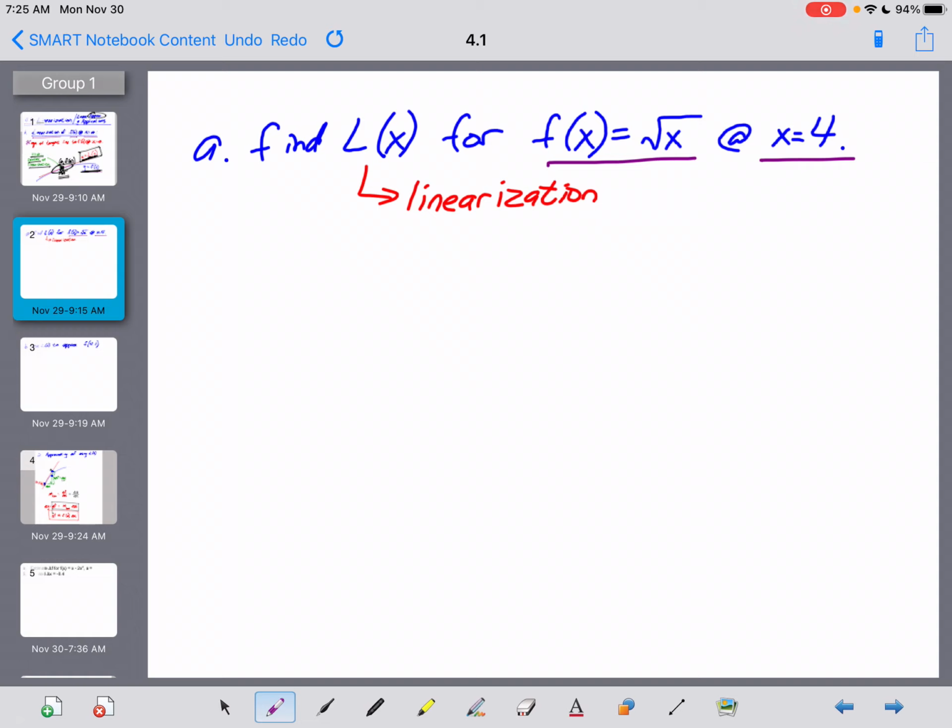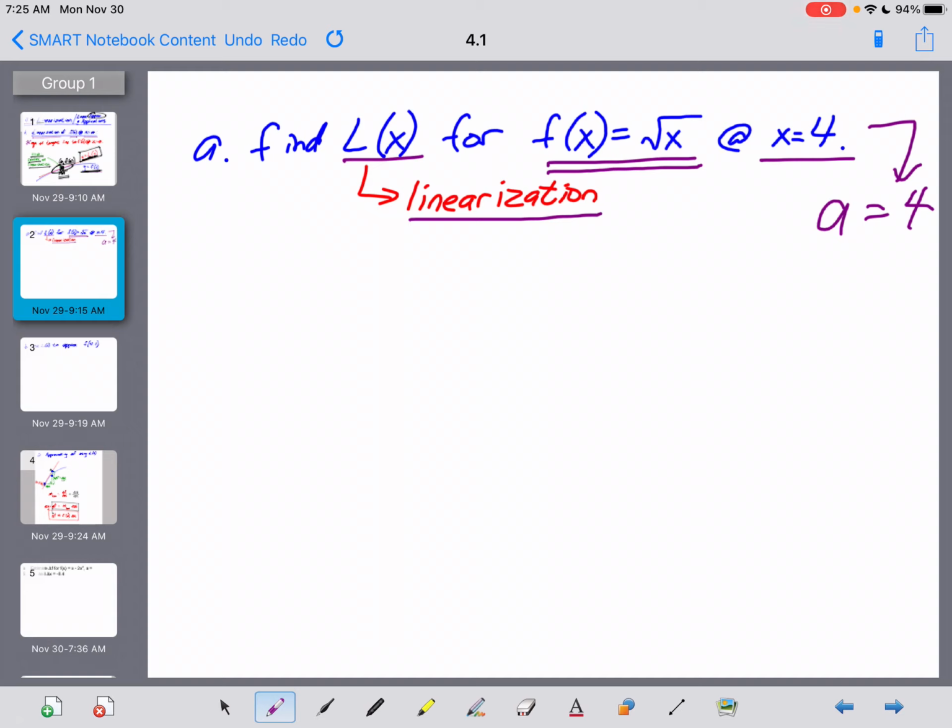Now, a couple things to note here. First of all, anytime they ask you to find L of x, that means we're doing a linearization. So L of x doesn't just mean a function, it means a linear function, and specifically, it's the tangent line equation that we're looking for. Second of all, they gave you the function with an explicit definition right here, f of x is equal to the square root of x. And lastly, they told you where to center that linearization. When they do that, everybody, that 4 is actually your a value right there. Okay, so we need to know all of that.